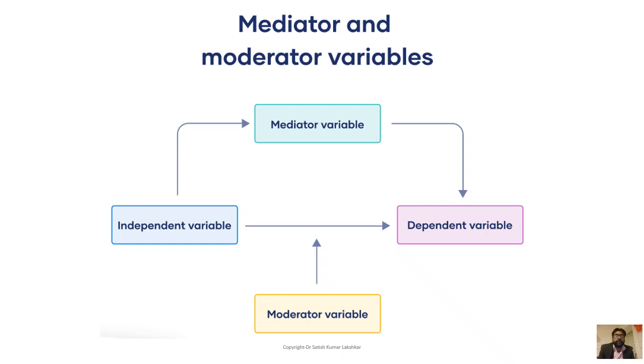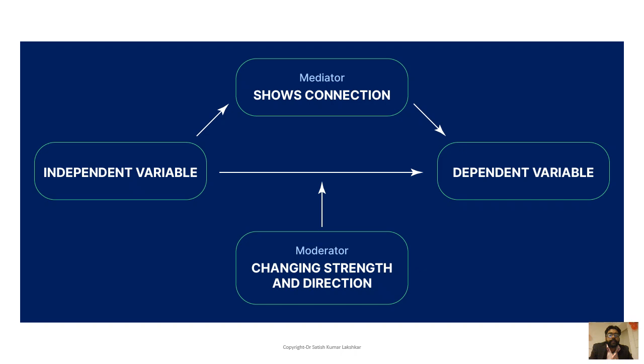So on your screen you can see four types of broad variables: independent and dependent. But there are two types of variable: mediator and moderator. So they may affect the relationship of these variables. This is almost similar to the image that I shared in the previous slide, which discusses the role of mediator and moderator. So mediator is what? It shows the connection, linkage. And moderator is what? It is changing strength and the direction. So moderator always discusses the changing strength and the direction, whereas mediator shows the connection.